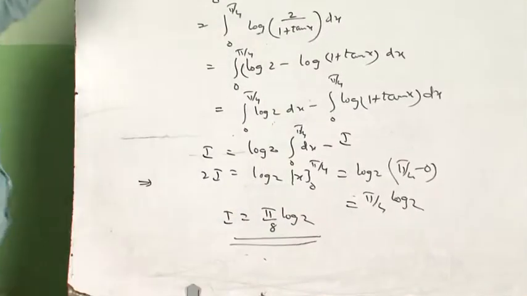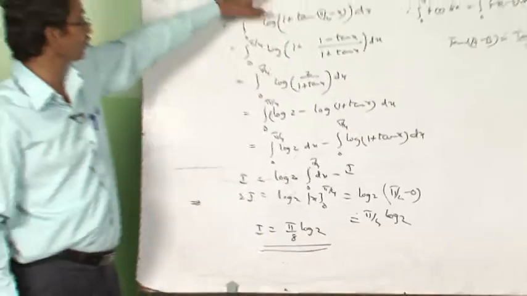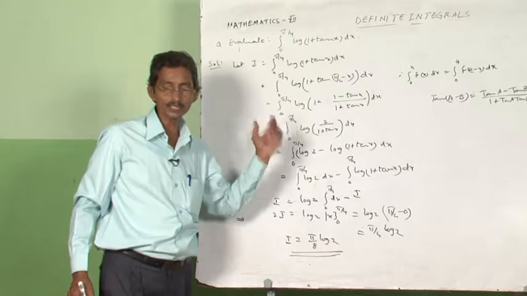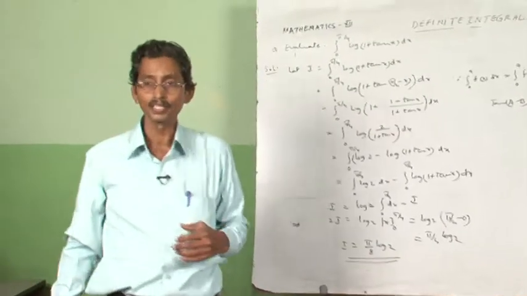Therefore, the given integral from 0 to pi by 4 of log(1 plus tan x) dx is equal to pi by 8 log 2. It is also a very important question from the examination point of view.